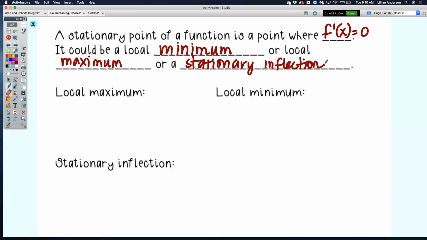Okay? Now, first off, a local maximum looks like a hill in your graph, okay? And at that respective x value, there's a maximum there. On a sine diagram, what that means is that at whatever value you get when you set the first derivative equal to 0, if it goes from positive to negative on your sine diagram, that means you have a maximum there.